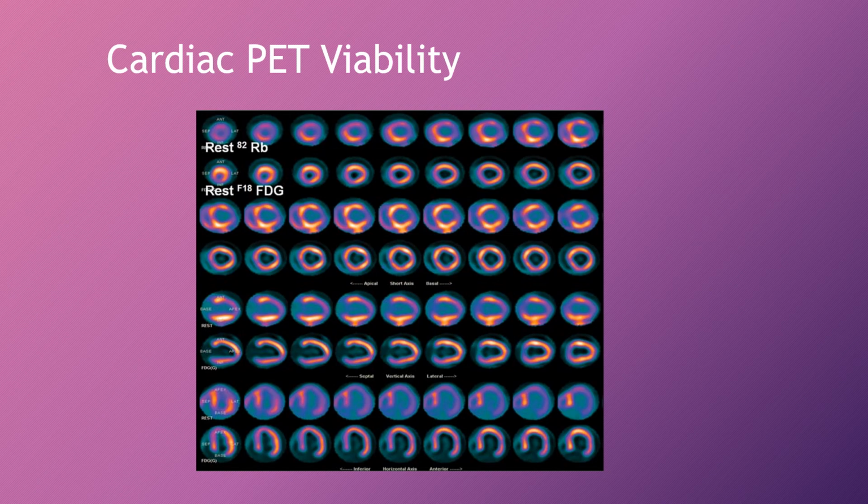But if you look at the FDG study, those areas are taking up FDG. They are FDG avid, which means those cells are in hibernation. They have switched to anaerobic metabolism and they are now taking up glucose instead of the fatty acids that myocytes normally like. And so this is a good case to show a mismatch that actually shows there is hibernating myocardium. This patient would benefit from revascularization.